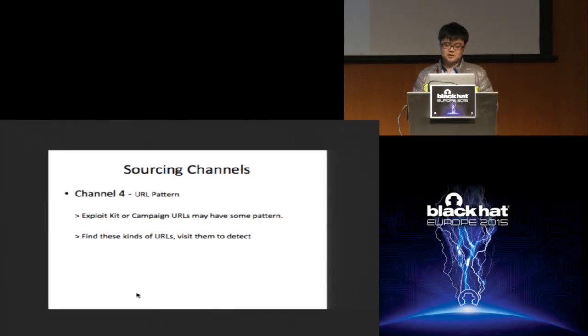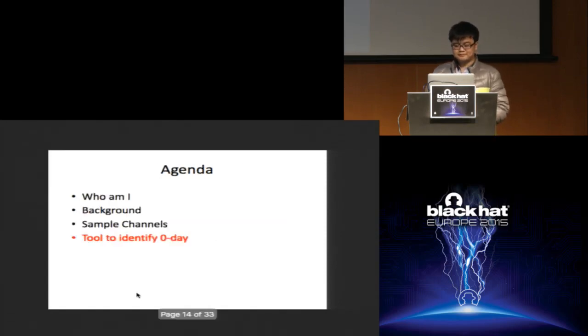The fourth sourcing channel is URL patterns. Exploit kit or campaign URLs may have some pattern. If you check one kind of exploit kit or campaign, you may find the pattern of the URLs. So you can catch this kind of URL and crawl them to detect.